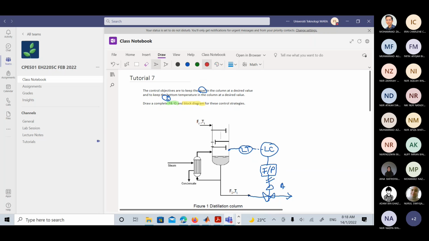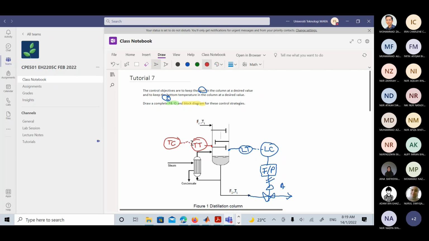Okay. So this is your temperature transmitter. Alright. So the temperature transmitter will send its information to the controller. Yes, controller. So what is the name of the controller? It is the temperature controller. Yes, temperature controller. TC referring to the temperature controller. Alright.